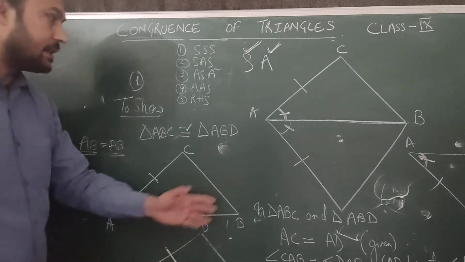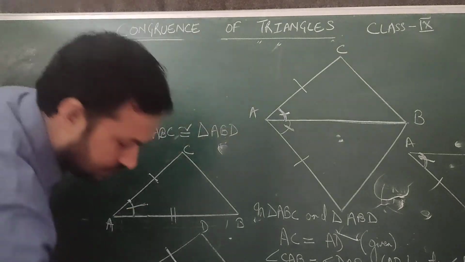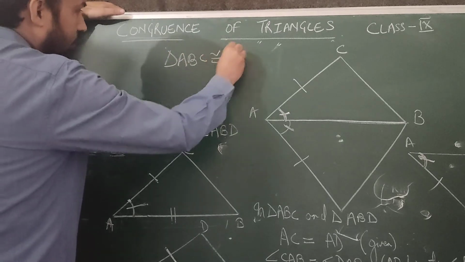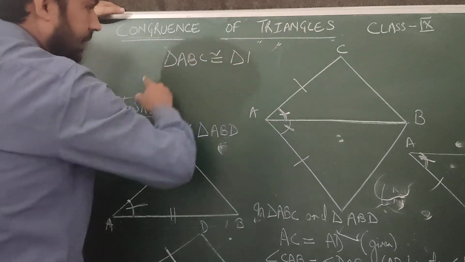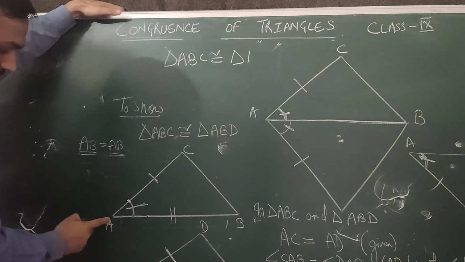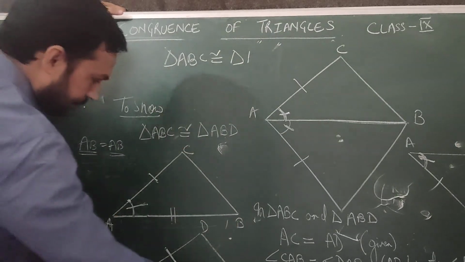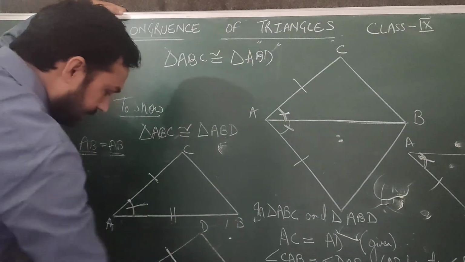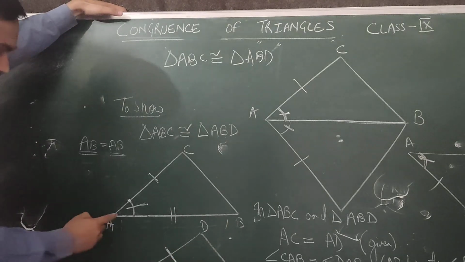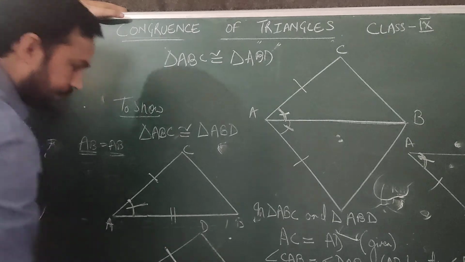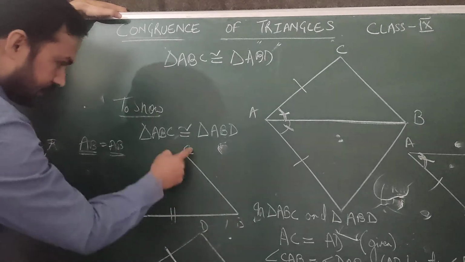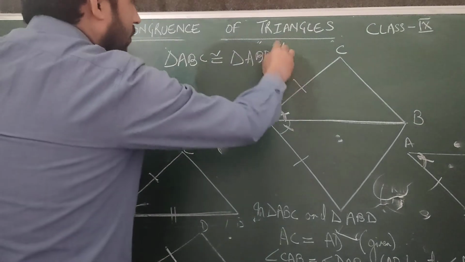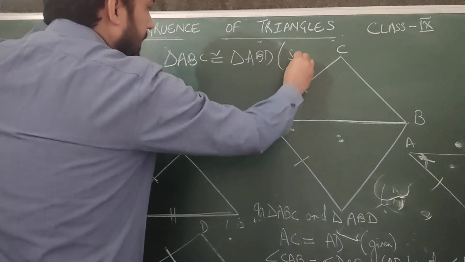Since we have shown that, we can say, therefore, triangle ABC, this is the symbol for triangle, is congruent to triangle ABD. The way we write also matters here, because we are saying ABC, so we have to say ABD. Why? Because AB and AB are equal. We cannot say ABC is congruent to ADB. That will be wrong. We have to say ABC is congruent to ABD, because this line segment is equal to this. And why are they congruent? By what criterion? Side, angle, side.